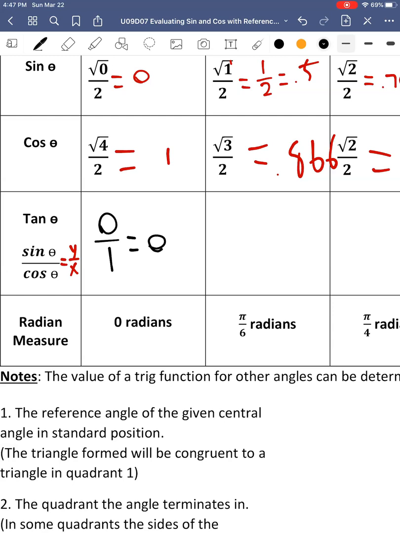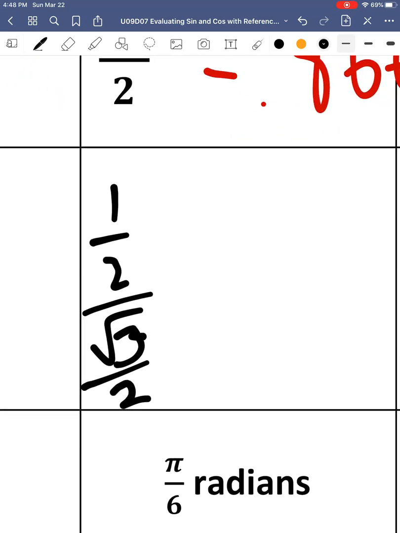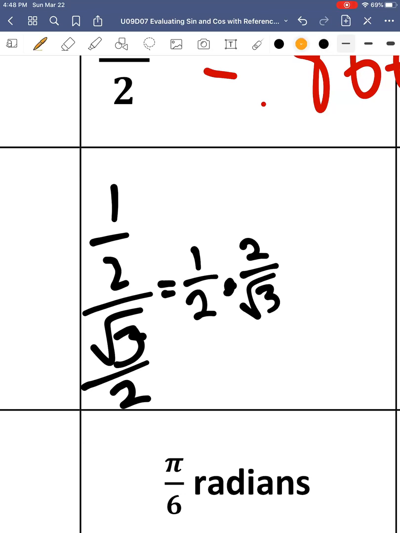If we were to do the tangent of 30, this one's a bit harder. We actually get 1/2 divided by radical 3 over 2. Now there's no easy pattern for remembering tangent, even though we had a very easy one for sine and cosine. We have to know how to deal with complex fractions. So this is going to be equal to 1/2 times 2 over radical 3, because this is a division of 2 fractions. It's keep, change, flip. We're going to cancel out the common factor of 2 and multiply, so we'll get 1 over radical 3.